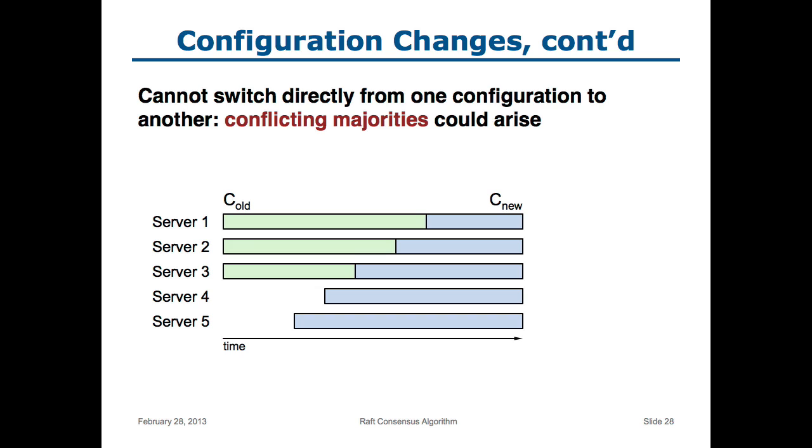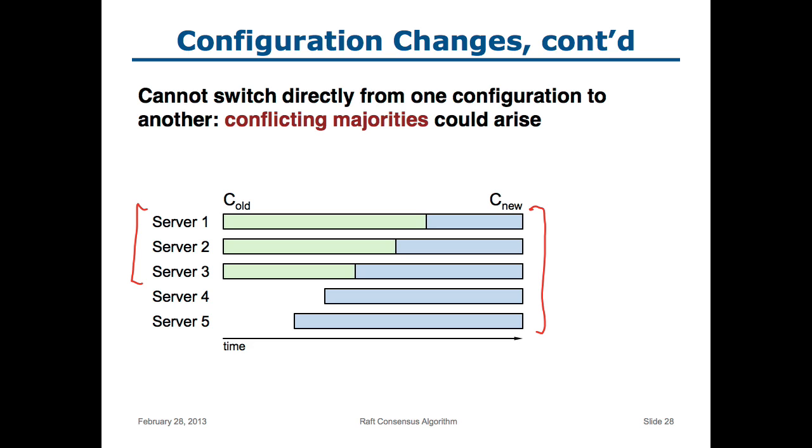Now, it's important to realize that we can't just switch directly from an old configuration to a new configuration. And to see that, let's look at the example at the bottom of this slide. Suppose the system is running in a configuration where there are 3 servers, and then we want to add 2 more servers so that afterwards there will be 5 servers in the cluster.